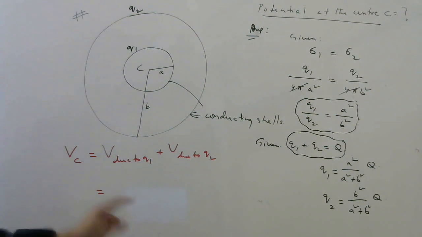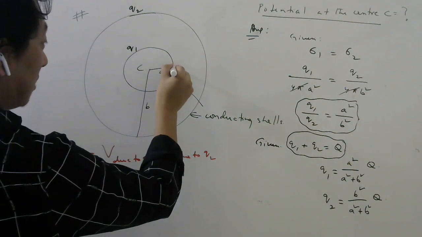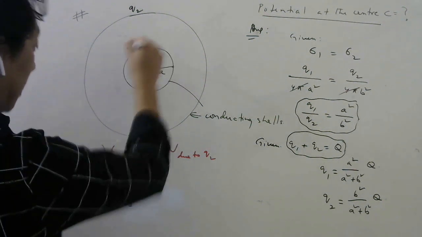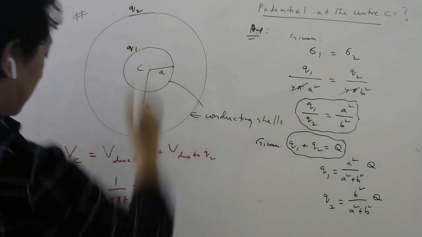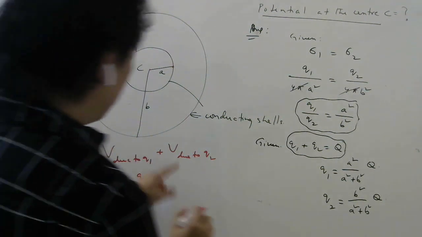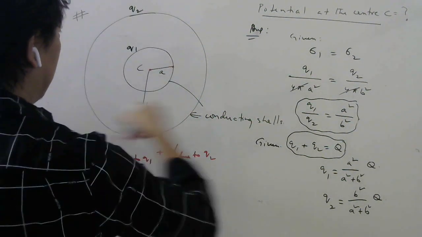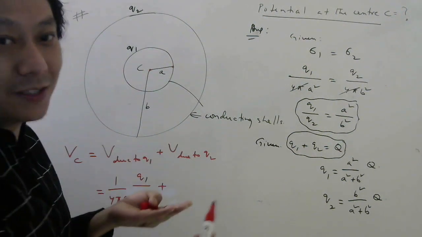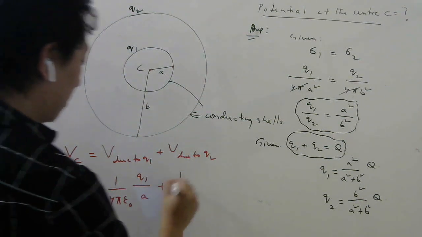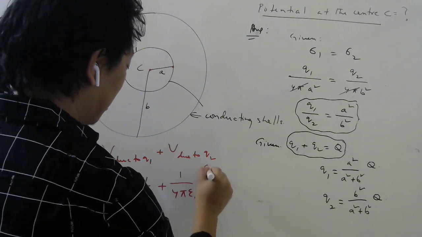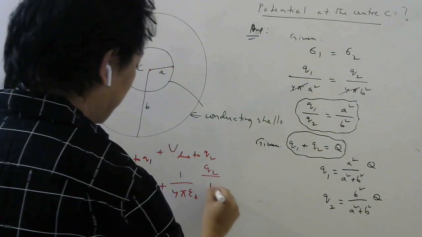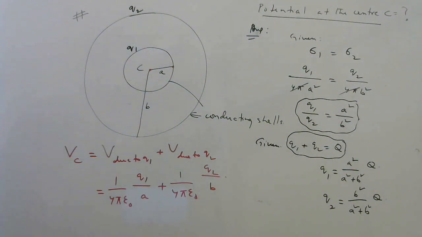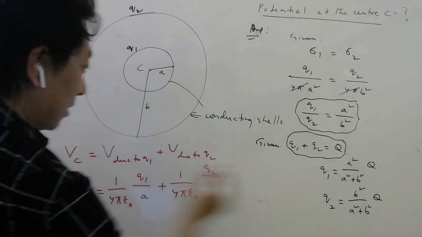So due to q1, what will be the potential at the center? Same as on the surface. What is the formula on the surface? 1 by 4 pi epsilon naught, charge on this shell divided by radius of this shell, plus. Now we need to find potential at center due to this. Now for this also, where is the center? Inside only, no? So inside potential will be same as on the surface. So it will be 1 by 4 pi epsilon naught q2 by radius of this, which is b. Then you know what is q1 and q2. You can substitute here now. Yes or no, students? So you can substitute q1 here, q2 here.